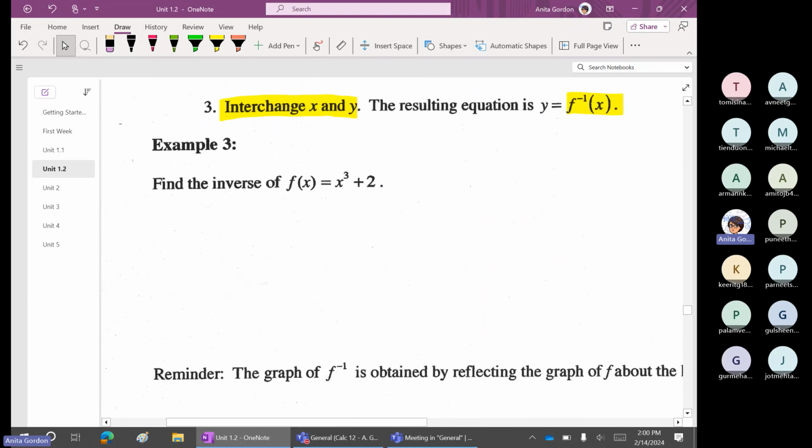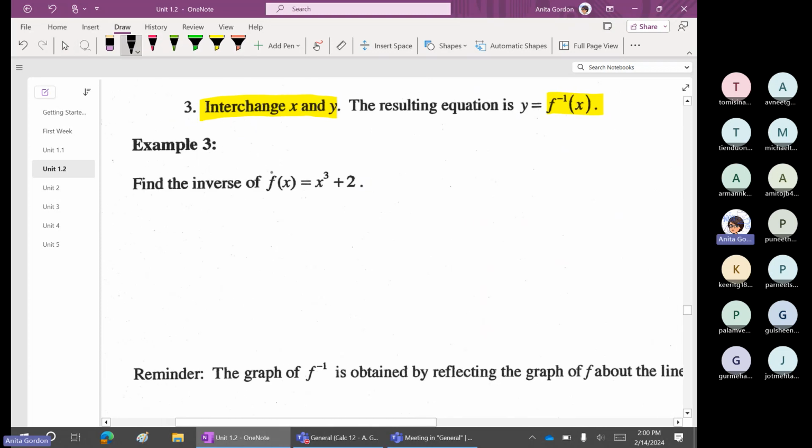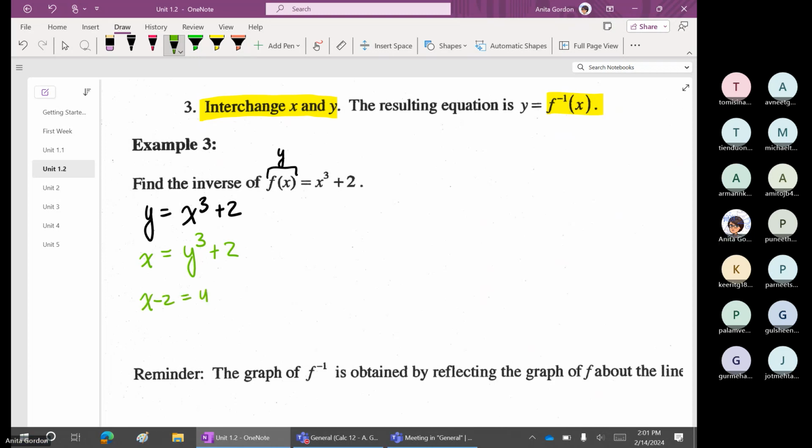So this is what it's asked. Based on this function, remember that this is our output. This represents the y. So I'm going to write y equals x cubed plus 2. And the workbook is telling us, put the x here, put the y here, and then solve for y. Can we do this? Yeah. What's my first step? Minus 2.